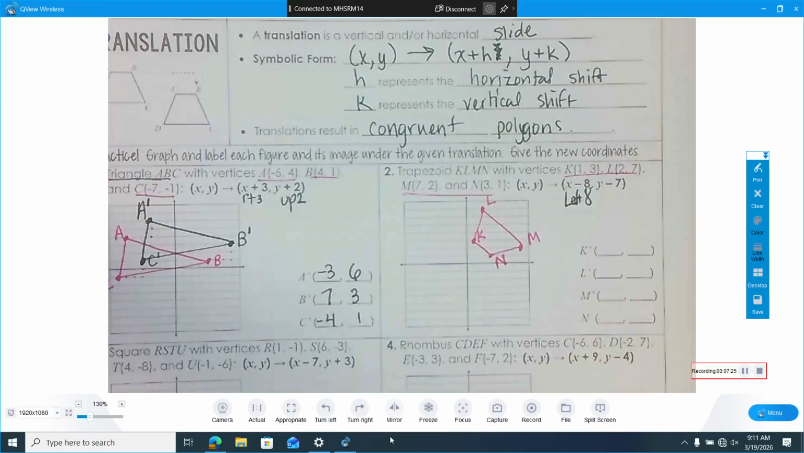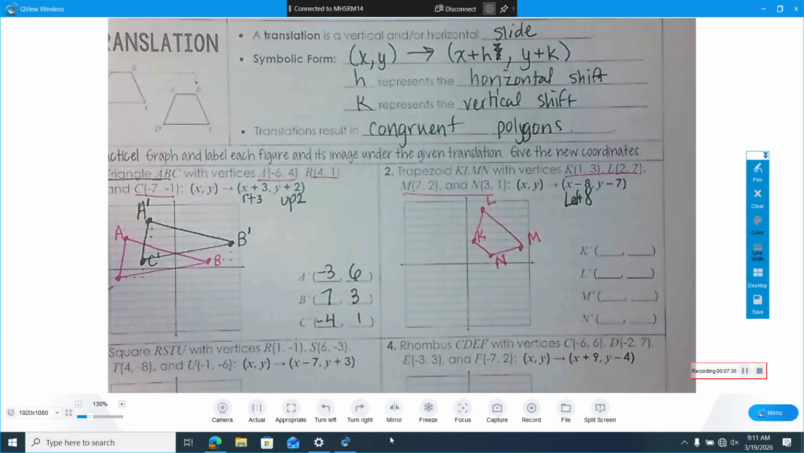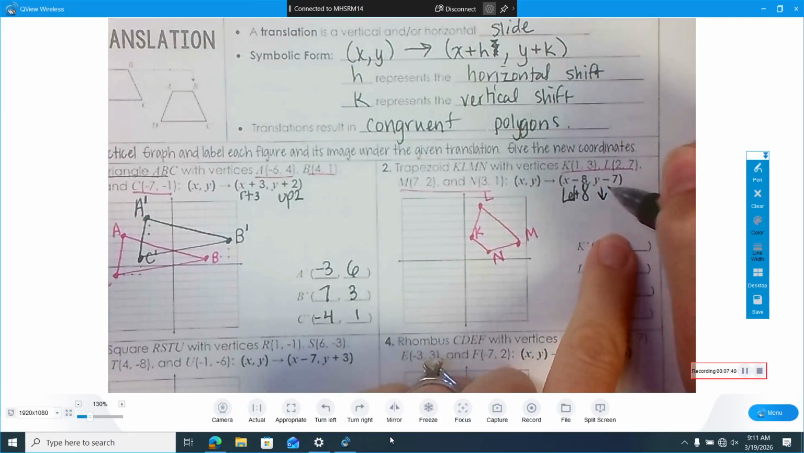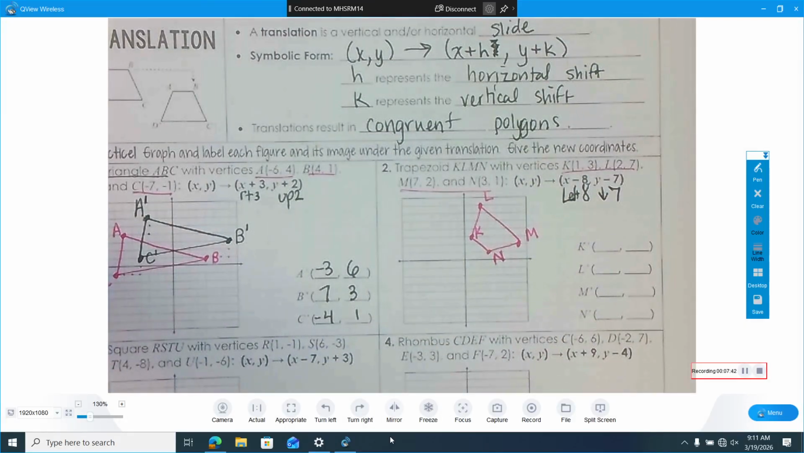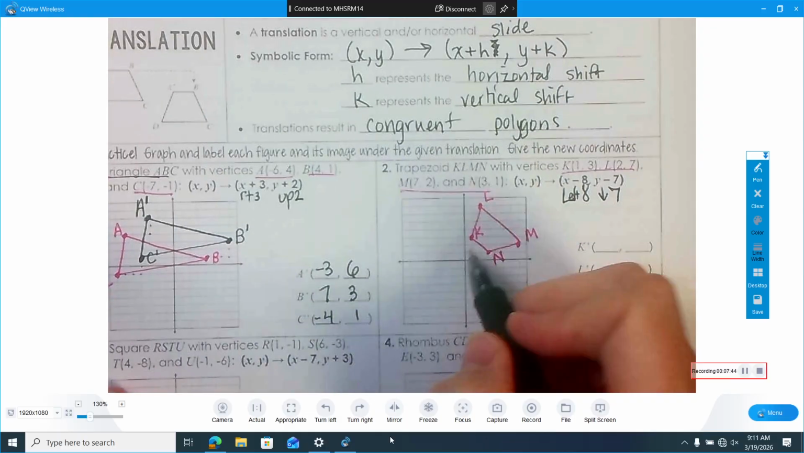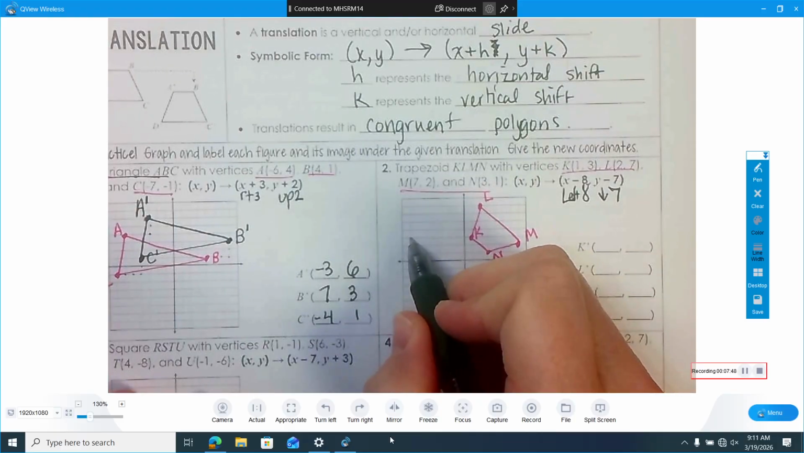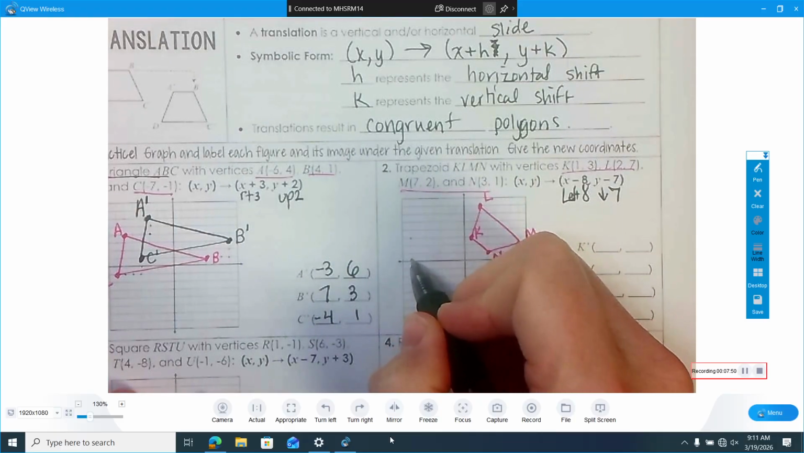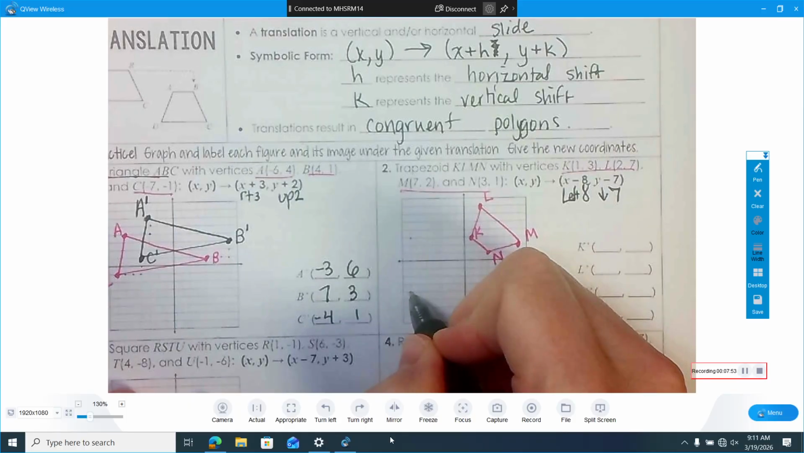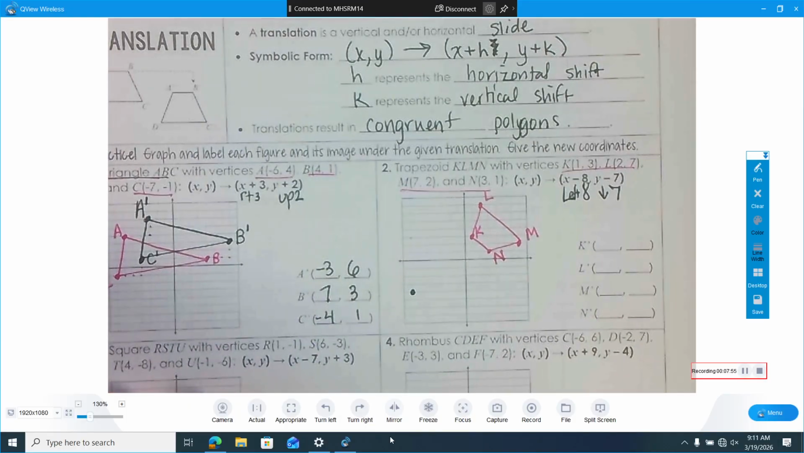And what does y minus 7 tell you to do? Down 7. Yeah, the y-axis is our vertical axis. And if it says subtract 7, that's going to go down 7. So lots of counting here. Left 8. And then down 7. 1, 2, 3, 4, 5, 6, 7. Puts us right here for K prime.